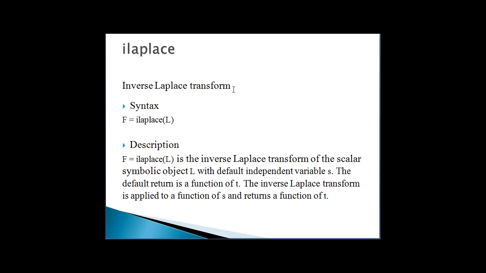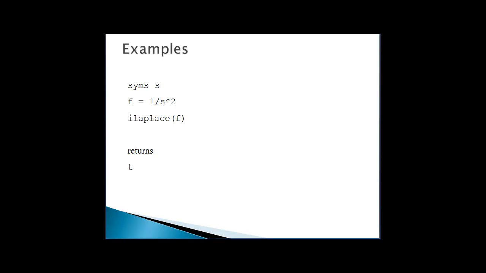Now coming towards the inverse Laplace transform, that is converting from s domain to the time domain. Now as example for the inverse Laplace transform, first of all I am having a function f that is 1 upon s square. Here I am having variable s, therefore I am declaring this variable using syms s, and at the end I am finding the inverse Laplace using the command ilaplace of f, and it will return me the output as t.